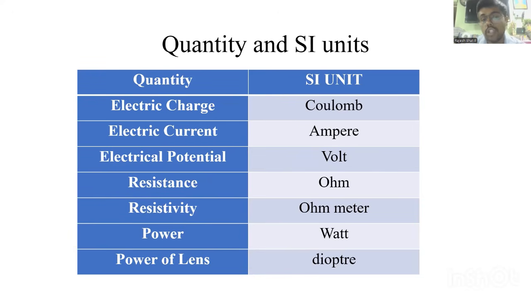Charge is coulomb, current is ampere, potential difference is volt, resistance is ohm, then resistivity, and power. Power of lens is diopter. It is from the light chapter, but still I've added it here. If you see all the preparatory papers, they asked the SI units.